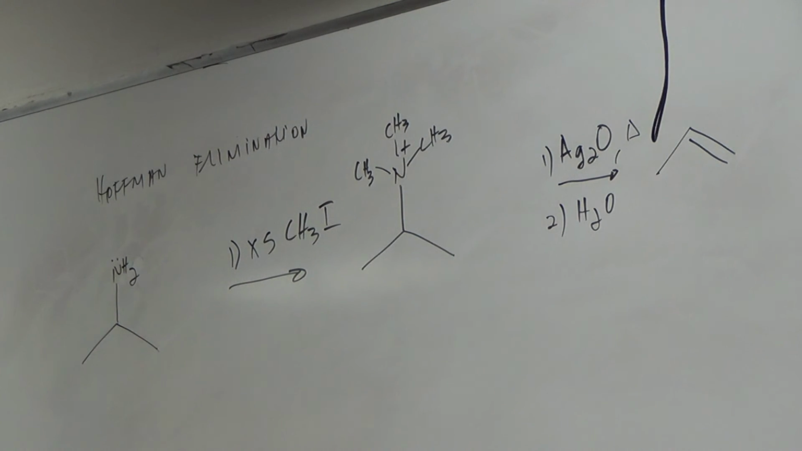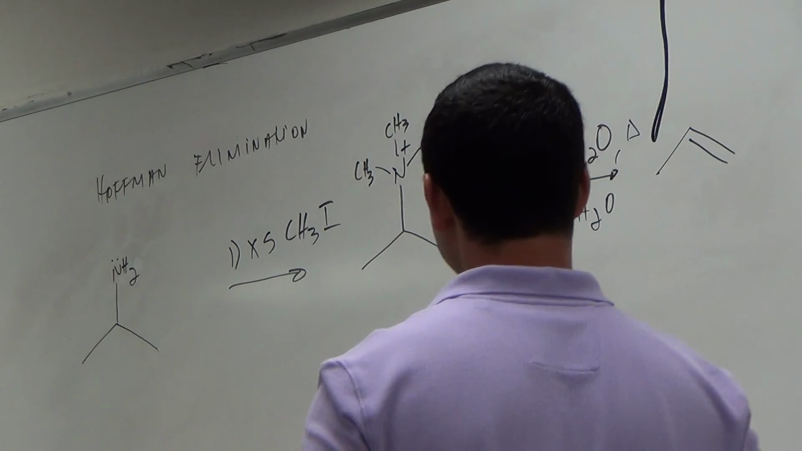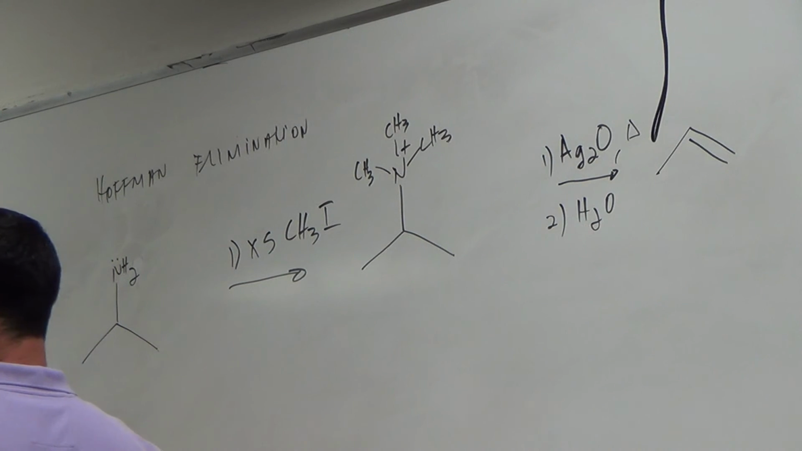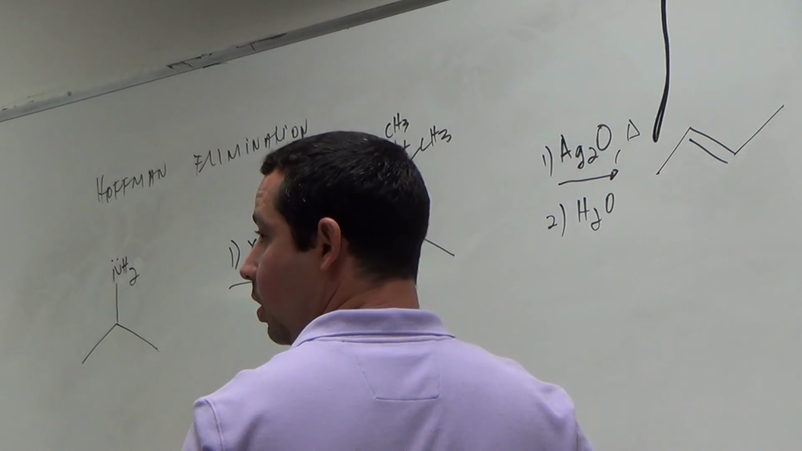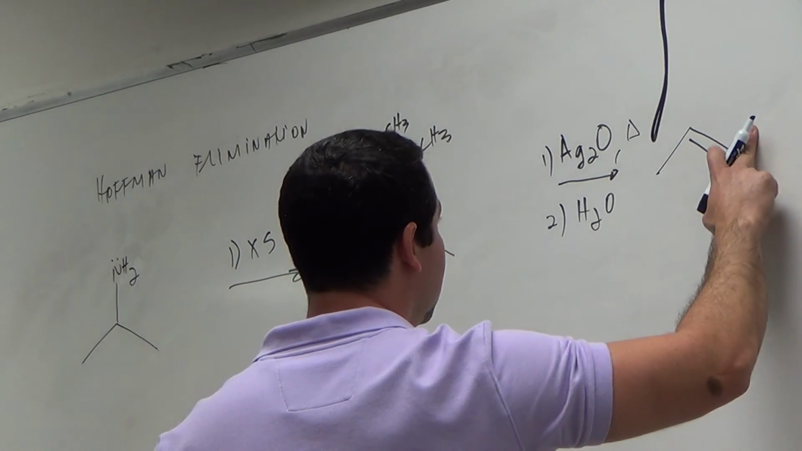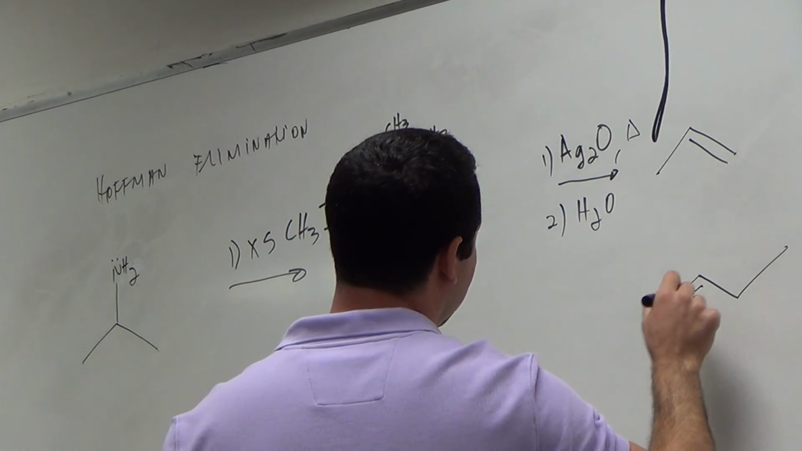Okay. Right next to this. Hoffman elimination provides the least substituted alkene. The least substituted alkene. It does not follow Zaitsev's rule from before. So when I did that, I messed it up. Now, if we had a choice, the double bond that we would get would not be this double bond, yes? It would be the double bond that has fewer substitutions on it. So it would have been that double bond, yes?